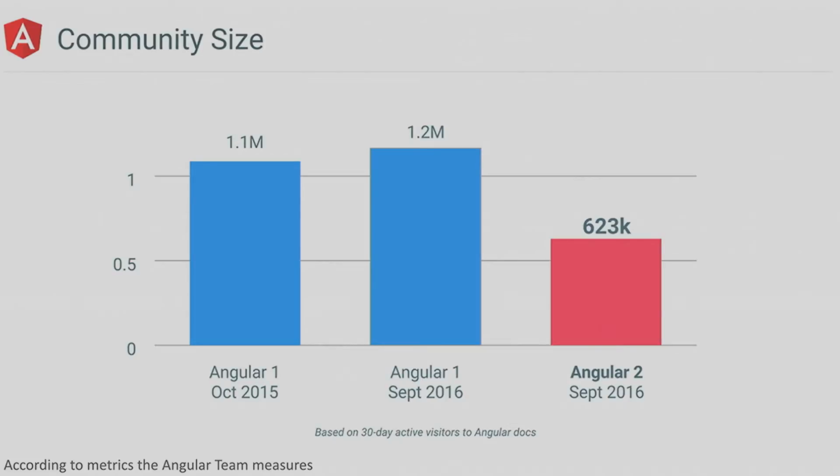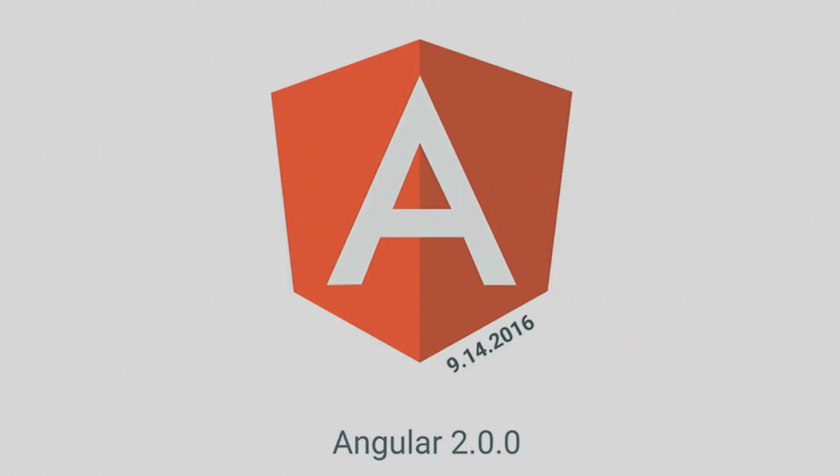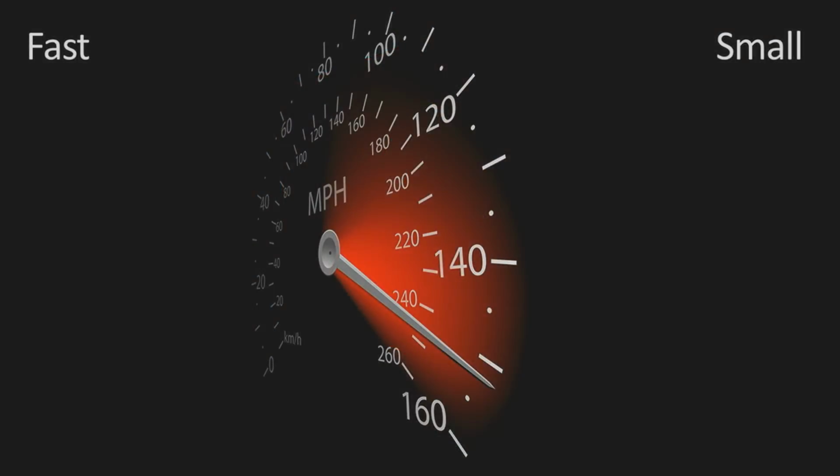There's a lot of people already using it in production, and there's a lot of people really interested in moving forward with this. And hopefully today you get an idea of why people are doing that. So it just came out. Let's talk about one of the big reasons Angular 2 is designed the way it is. Effectively, it's fast. It's really fast.